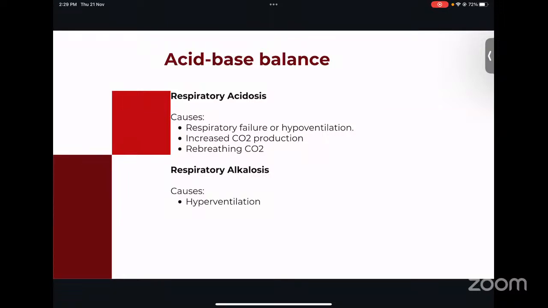Respiratory acidosis is caused by respiratory failure or hypoventilation, increased carbon dioxide production in a case of sepsis or malignant hyperpyrexia, and reabsorption of carbon dioxide.